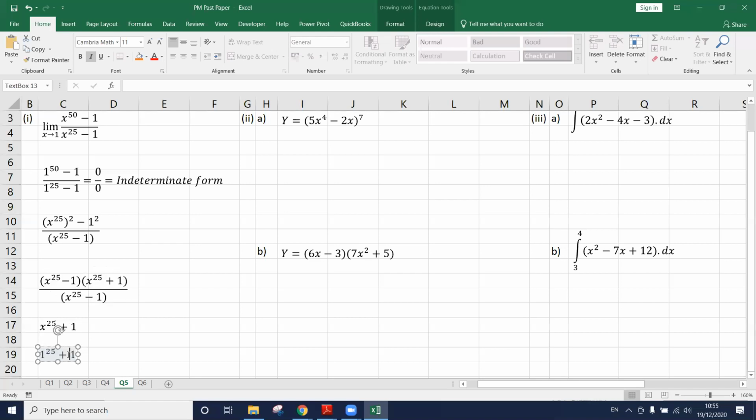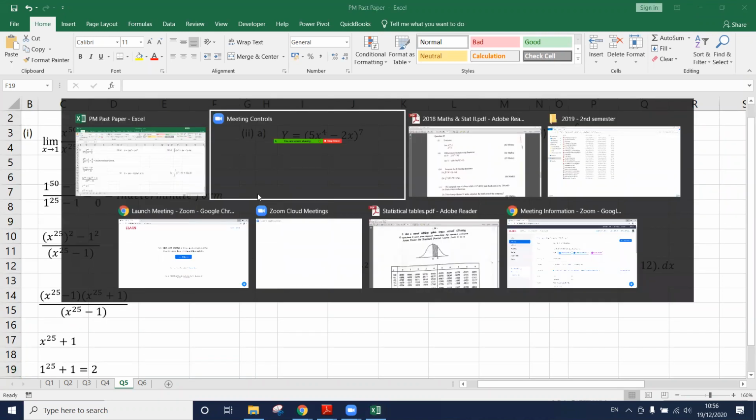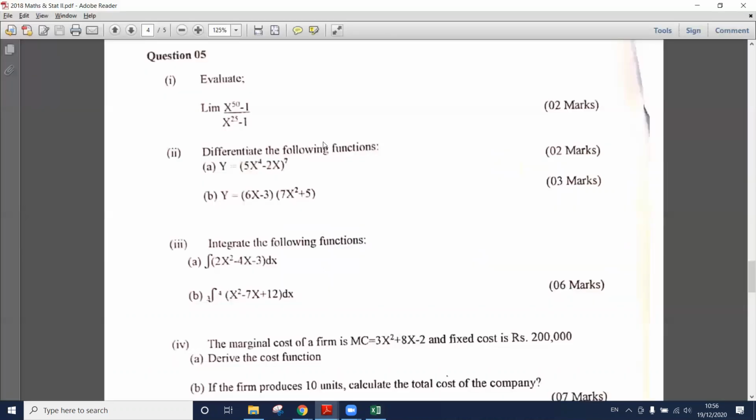Then after substituting, we will get the answer as 2, right. The story of limits is that first we substitute and check. If the answer is an indeterminate form, then we try to solve it using factorization, and after factorizing we need to substitute the given value. Okay. Right. Then part two, we need to differentiate the given two functions.